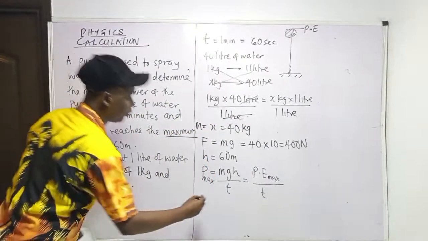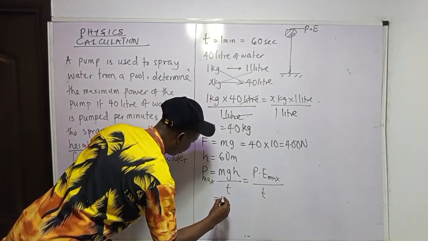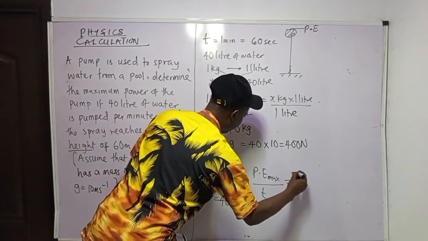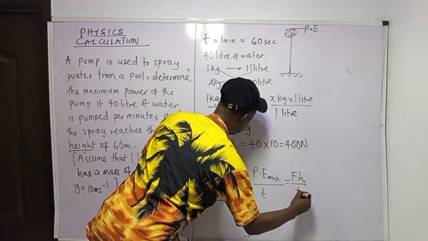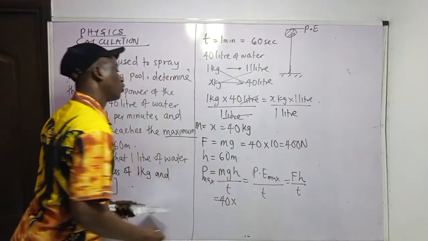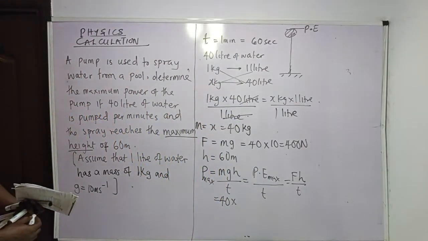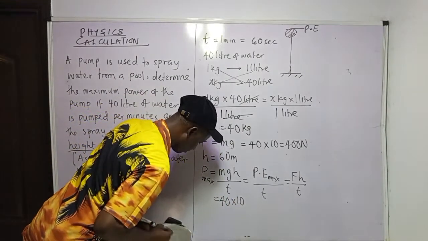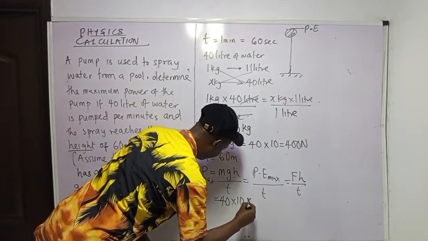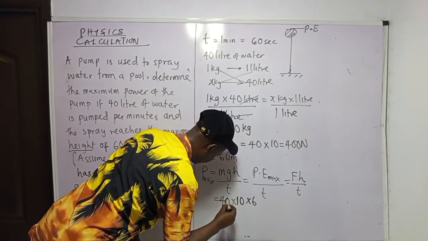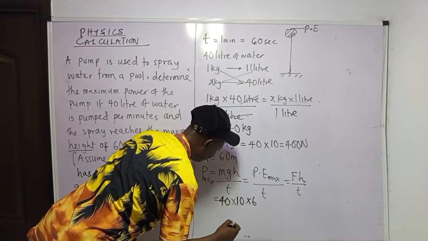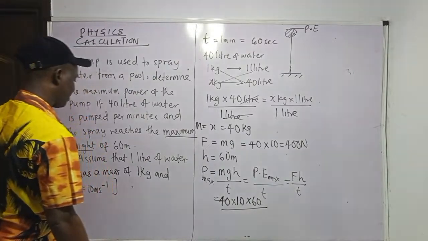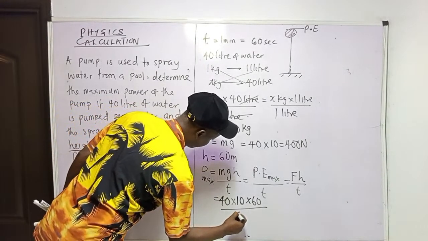So we are going to input our parameters there. The mass is 40 times. Somebody else can say, what about if I say Fh over time? That is correct, because mg is force. So times 10 times 60, 40 times 10 times 60 divided by the time, which is also 60. Convert to seconds.